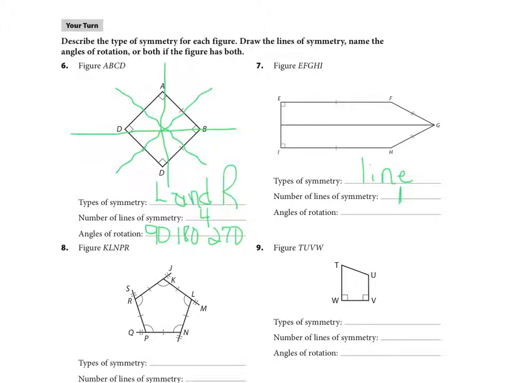Okay, so 6 has both line symmetry and rotational symmetry. And as you can see, I drew 4 lines showing you the lines of symmetry, and 360 divided by 4 gives me angles of rotation at 90, 180, and 270. Number 7 only has line symmetry, and there's only one line that you can do that with.